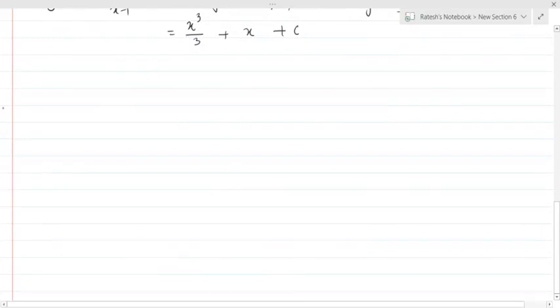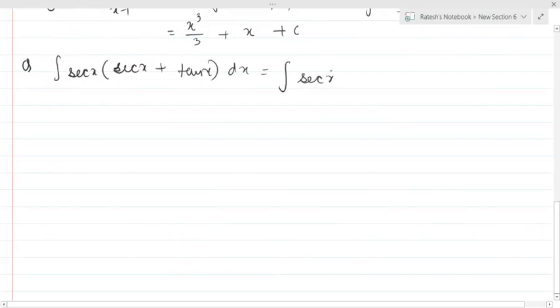Let it be a trigonometric formula. But see, as I already told you, trigonometry will come in each and every chapter. So here you have secant x into secant x plus tan x. It is our question. And what should we do here? We will multiply the secant outside into the terms inside the bracket. You will get secant square x plus secant x tan x.